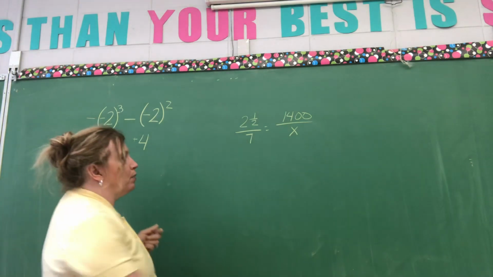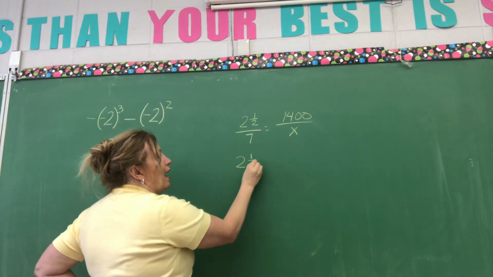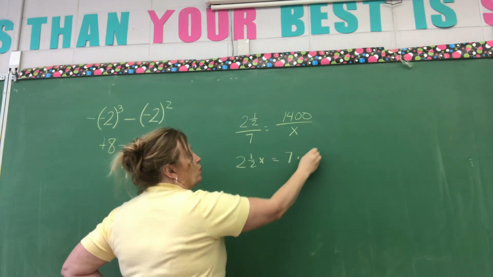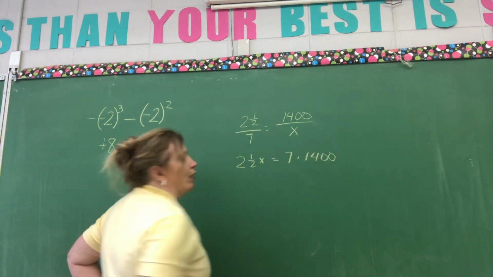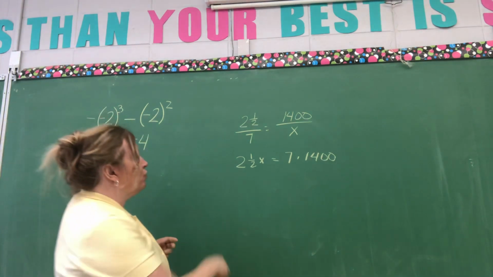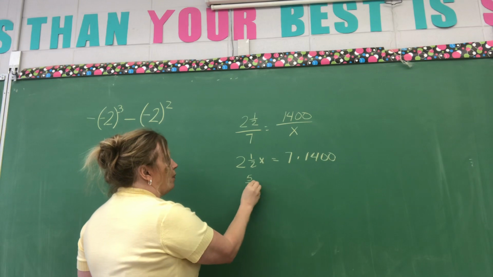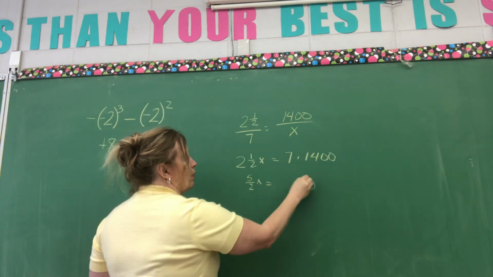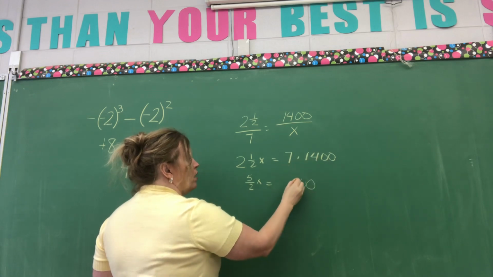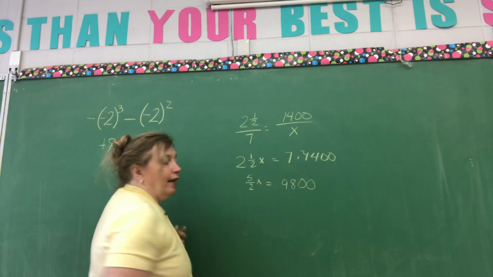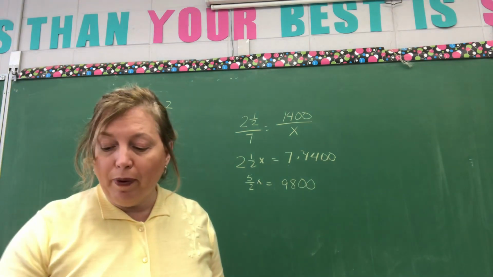We're gonna cross multiply. So we have 2 1/2 x equals 7 times 1,400. Okay, so now let's simplify this all out. First let's make this 5 over 2x, and this we're gonna say 0, 0, 7 times 4 is 28, 7, 8, 9, 9,800. Okay, so what do we wanna do next?